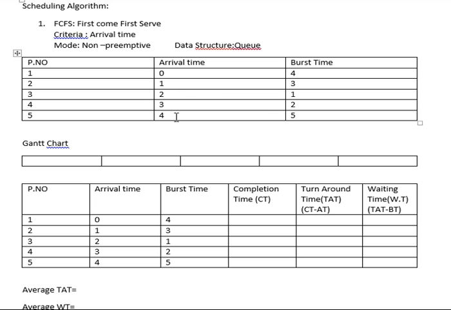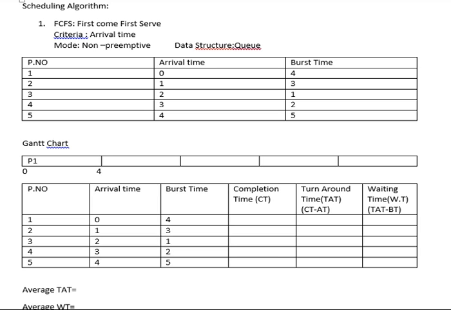The first thing to focus on is the arrival time given. Here the arrival times are 0, 1, 2, 3, 4 for the processes, and the burst time is the time that each process will take for its execution. Your Gantt chart will always start with 0. The first process that has come at 0 is P1, so I'll write P1 over here. The time P1 takes is the burst time given in your problem, which is 4, so I'll write that at the end of P1.